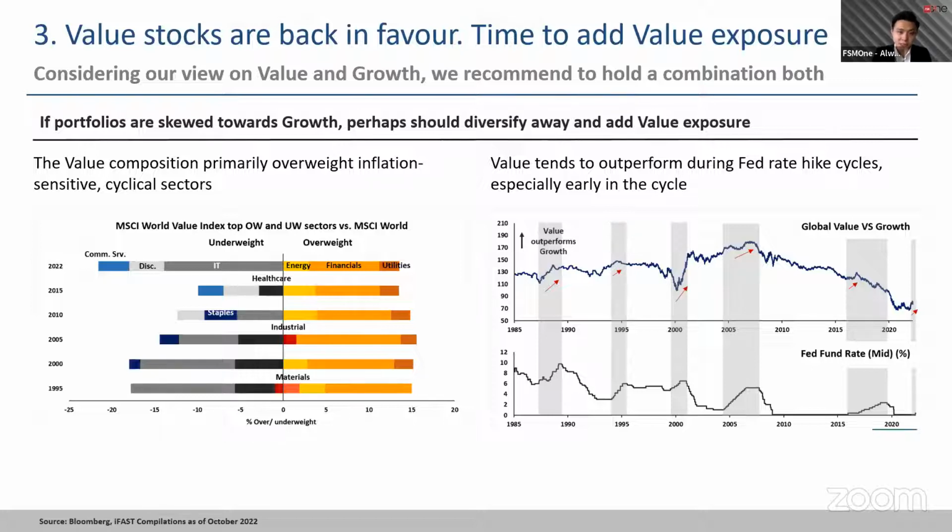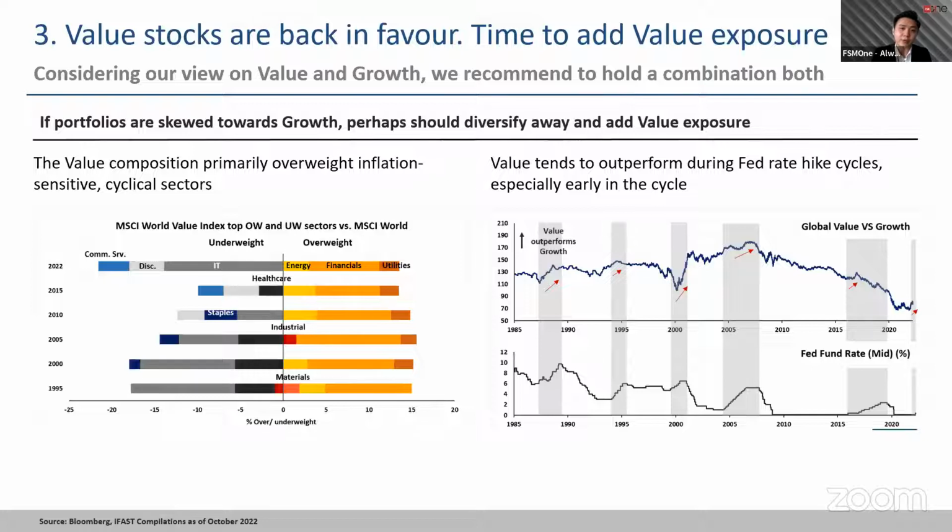Why is it? This is because the value composition primarily overweights inflation-sensitive cyclical sectors such as energy, financials, and utilities, which will perform well during a high inflation and high interest rate environment. Meanwhile, they underweight sectors that will get hit the hardest, such as technology, consumer discretionary, and also healthcare.